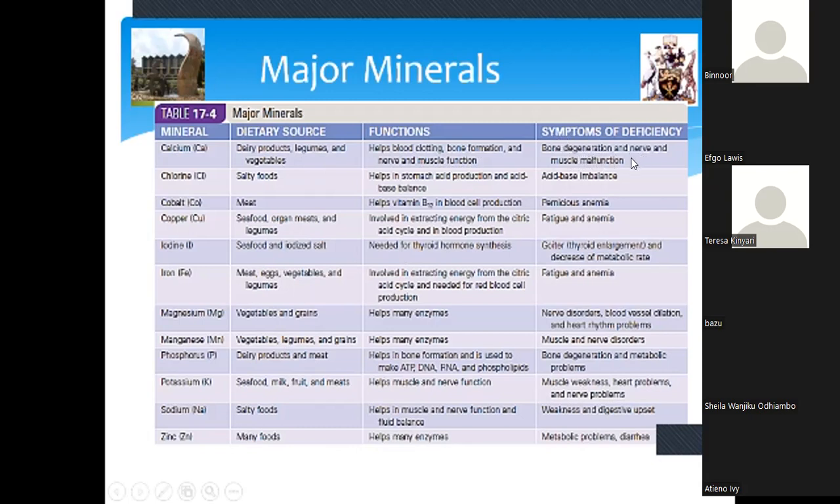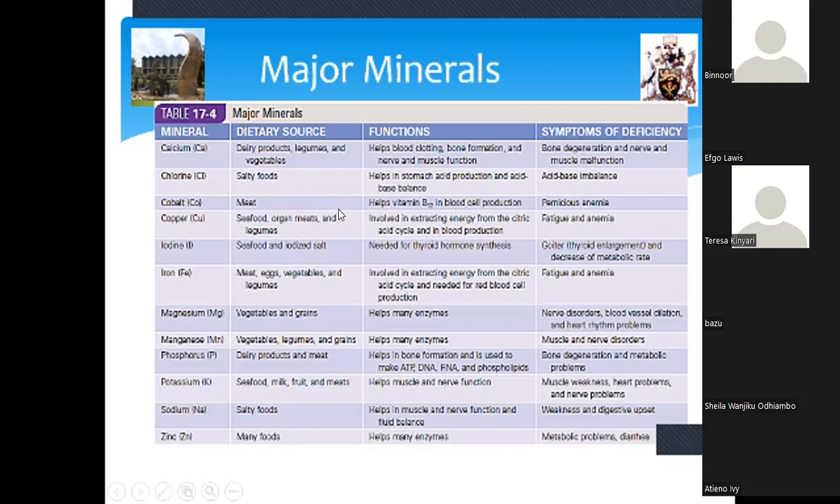Chlorine comes from salty foods. It helps in stomach acid production, an acid base balance. Its deficiency, of course, leads to acid base imbalance. Cobalt, we get cobalt from meat. It helps vitamin B12 synthesis in the blood cell production, and its lack will lead to pernicious anemia.